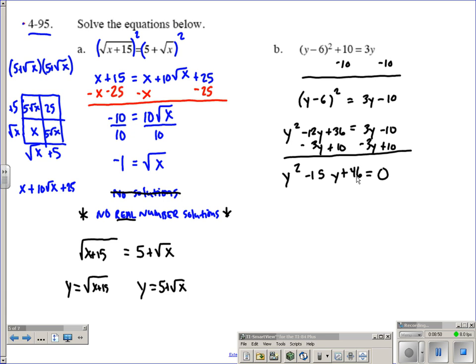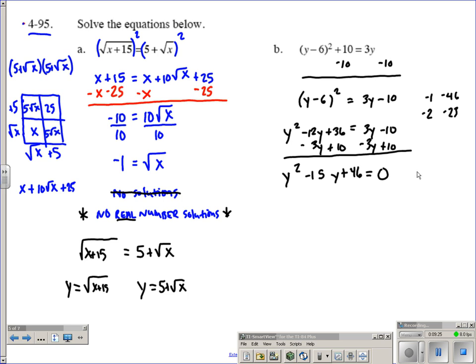Well, if we think about our factors of 46 that have a sum of negative 15, I know my factors of 46 are 1 and 46, and negative 1 and negative 46. I also have 2 and 23, and then negative 2 and negative 23. And since 2 and 23 are both prime, this is not going to factor. So we're going to have to look at using the quadratic formula in order to come up with our solution.